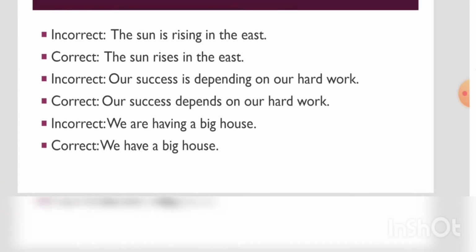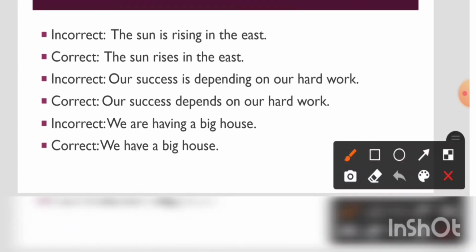The sun is rising in the east. So this is universal truth or general truth and it is expressed in simple present, not continuous form. So the sun rises in the east is correct.